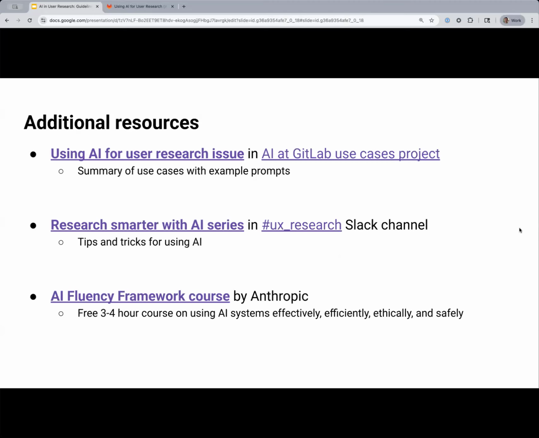Some other resources I wanted to briefly highlight. On an earlier slide I had shown all the different use cases that we've been able to develop, and where they fall within the research lifecycle.